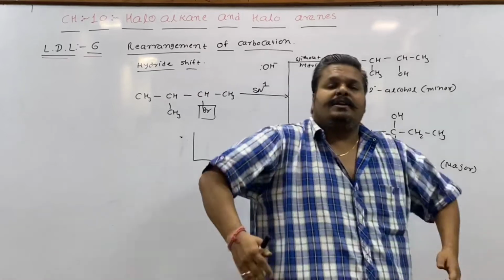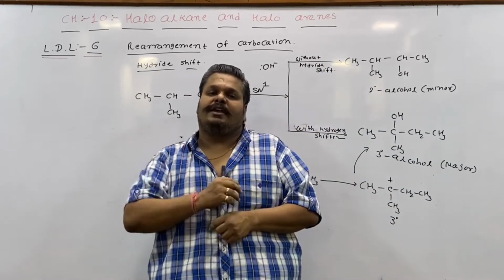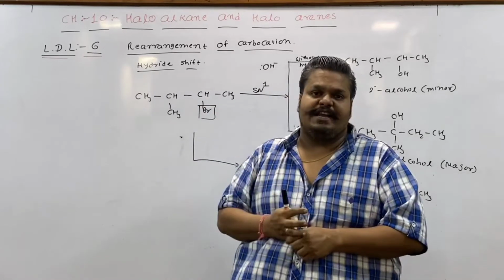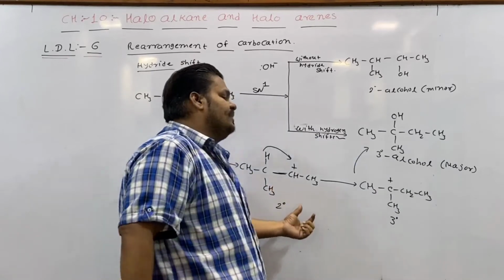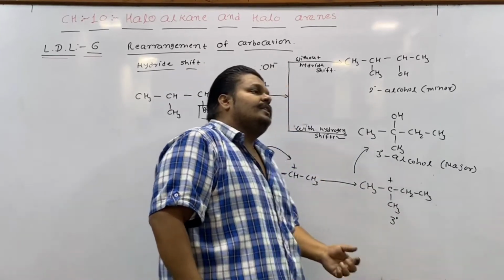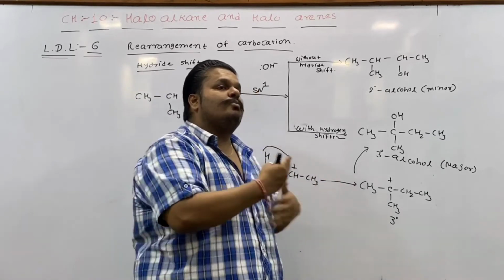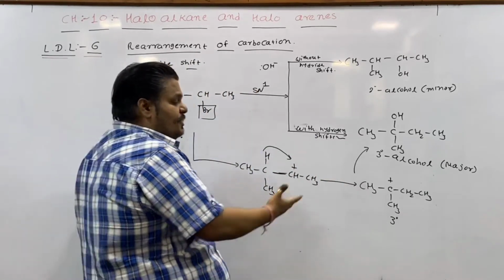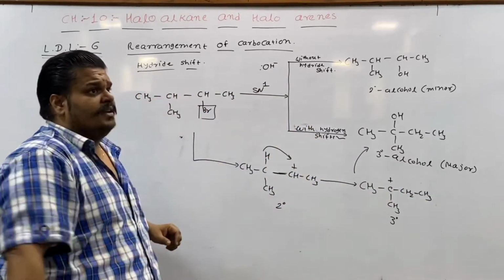In your examination, if the question asks which one is the major product for the given reaction, then if possible, the secondary carbocation should be converted into the tertiary one. If primary is given, it should be converted into the secondary one. So the more stabilized product should be the major product through hydrogen shifting.